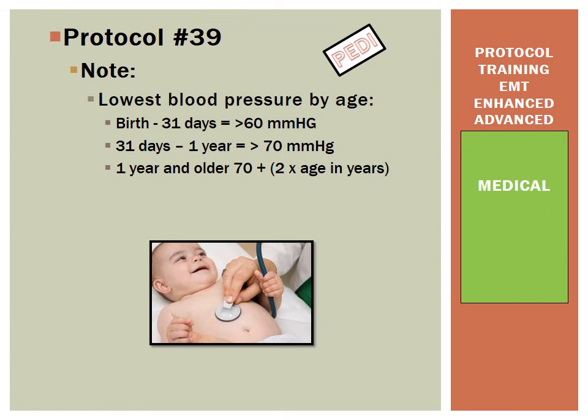Okay, just some notes on blood pressures in pediatric patients. Birth to 31 days old or a neonate, the blood pressure should be greater than 60 millimeters of mercury. 31 days to 1 year of life, the blood pressure should be greater than 70 millimeters of mercury. And 1 year and older, we use the algorithm of 70 plus 2 times the patient's age in years for a normal systolic blood pressure.